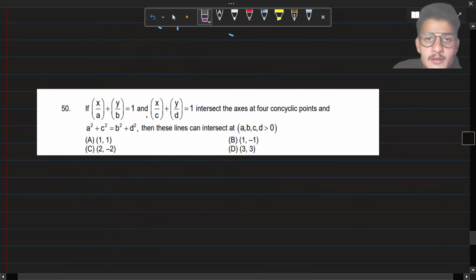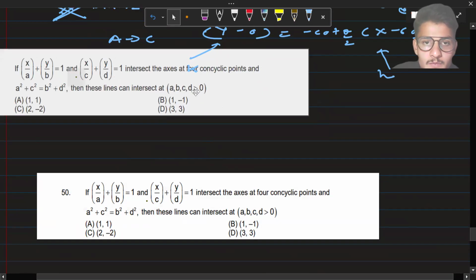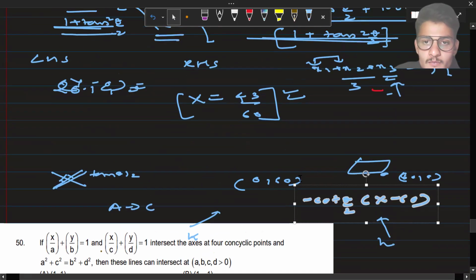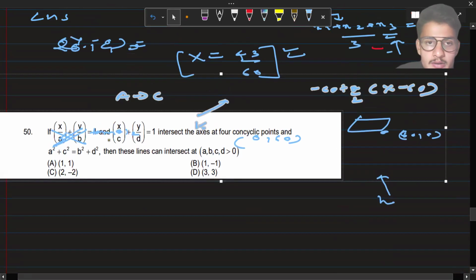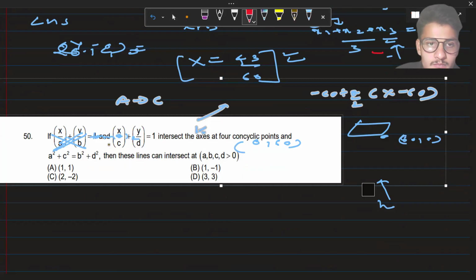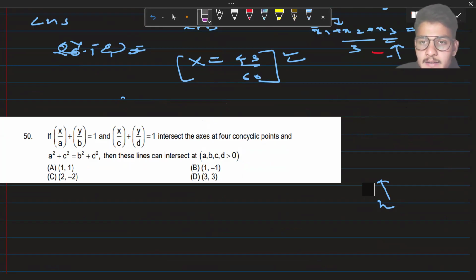Now we will move to the final question, which is of coordinate geometry. It also has the concept of the straight line and the circle as well. So what is the question? First of all, read the question. You will see that the two lines are given and these intersect.